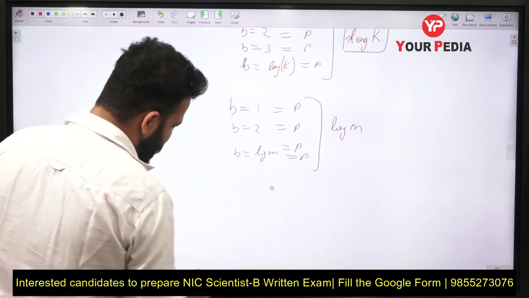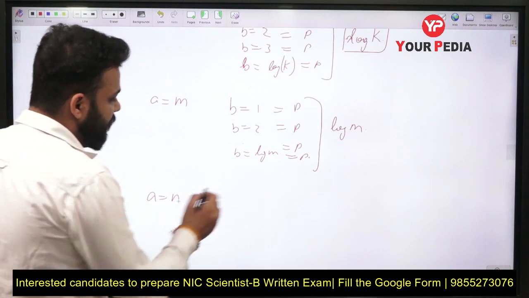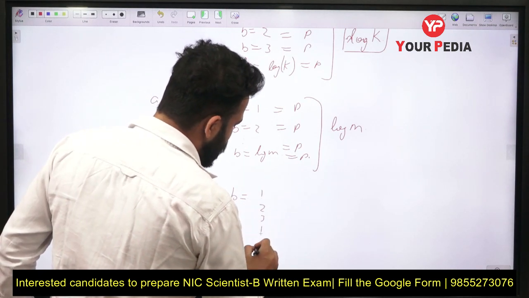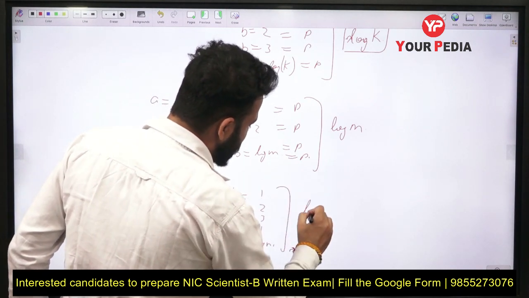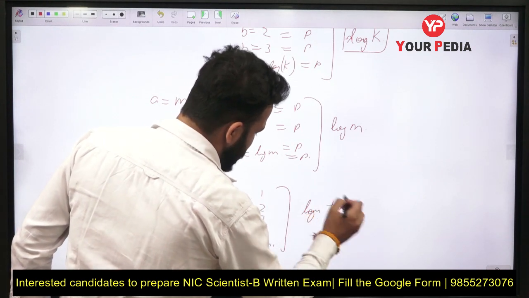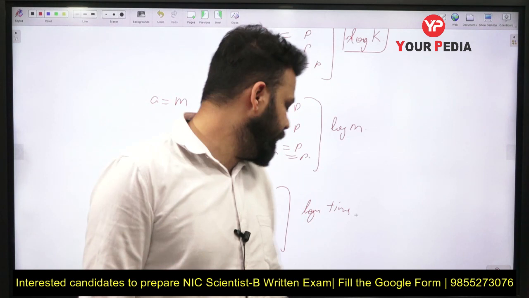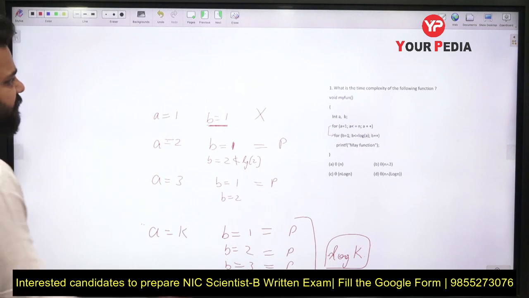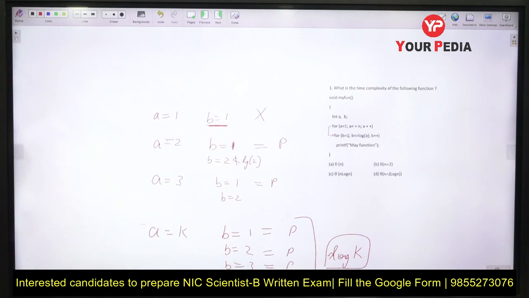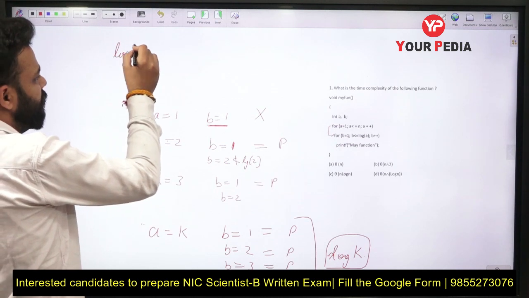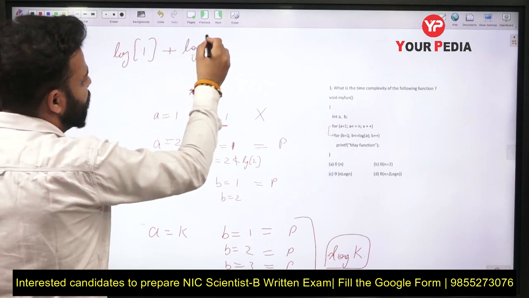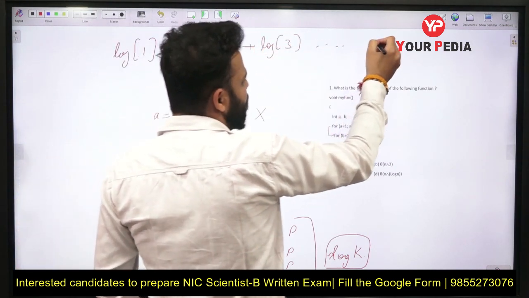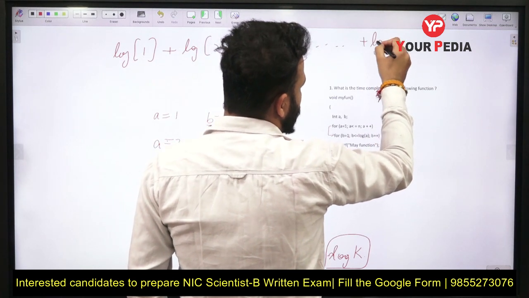So when we reach the value of a equal to n, b will run till how much? 1, 2, 3 up to log n. So this will run for log n times. So if you want to calculate the time complexity, it is the total number of times this loop ran. For a equal to 1, it ran for log 1. The second time it ran for log 2. The third time it ran for log 3, and till the end it ran for log n.